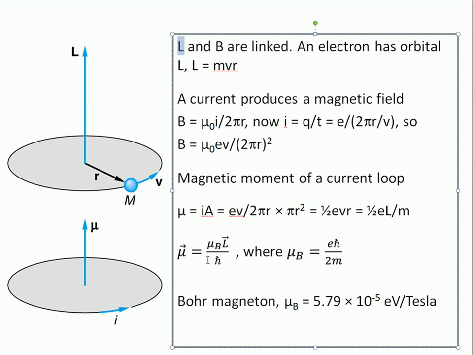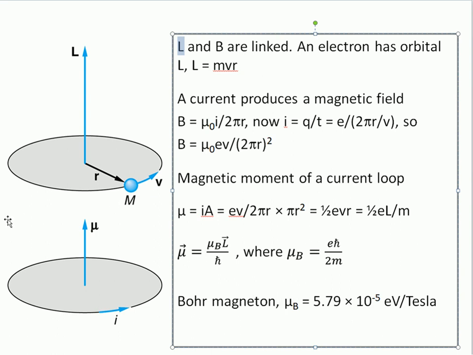There's a common definition of something called the Bohr magneton. It's sort of like a typical or fundamental amount of magnetic moment. It's e h bar over 2m. So the magnetic moment for this atom is mu_B L over h bar. Okay. Let's move to the next page.